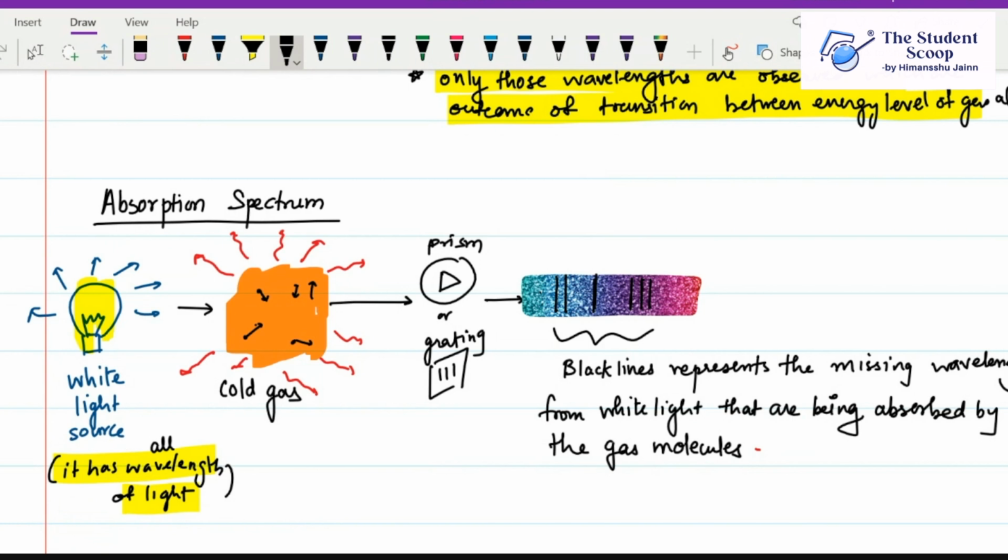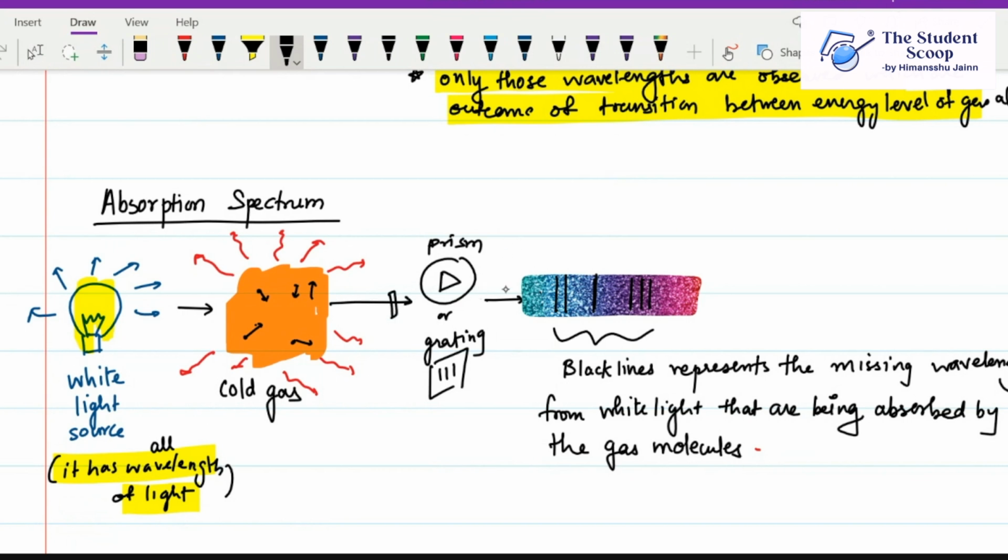Okay, let me repeat what I said. The white light will bring all the wavelengths. The gas will only absorb those wavelengths which have the energy that can make a transition possible between two energy levels for the gas atom. Every gas has a different combination of energy levels, different differences between energy levels, and all those possible transitions will be absorbed. What is not absorbed is passed through a slit and a prism.